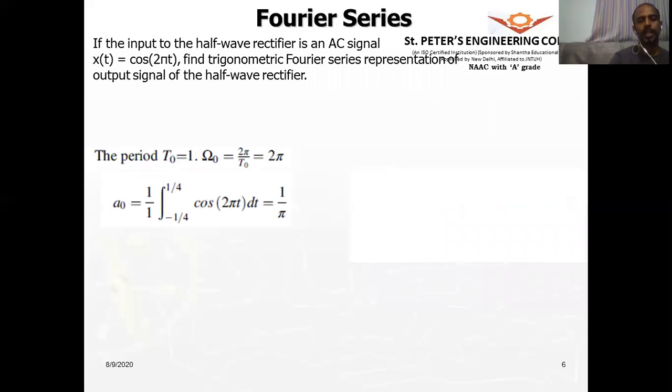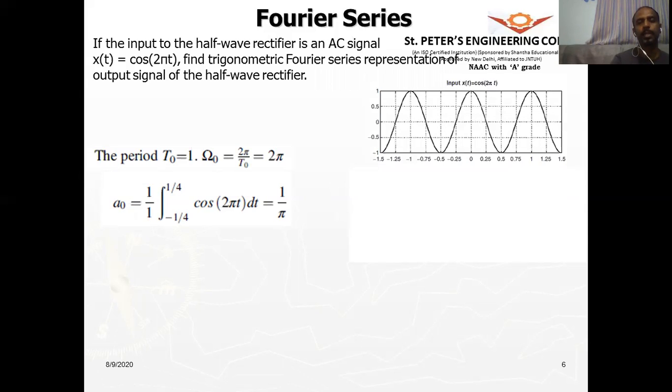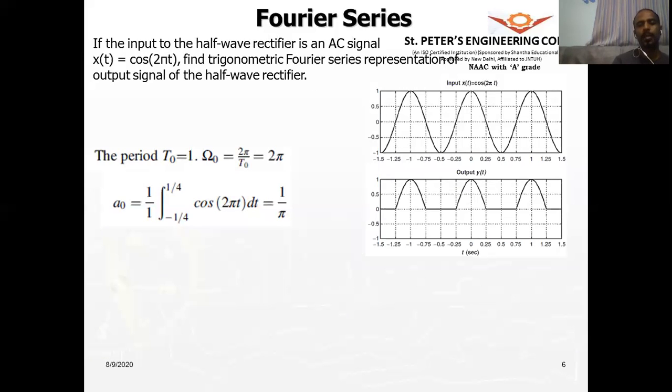Okay, so now let us take another problem. We want to find the half-wave rectifier signal, and express its output in terms of the trigonometric Fourier series representation. We apply x of t as an input, which is equal to cos 2 pi t, an even function. So what will be the output? The output will also be an even function, because it's the cosine and it's a half wave rectifier.